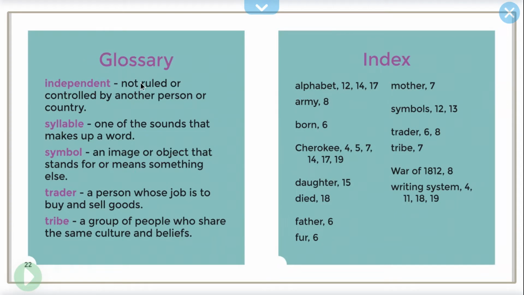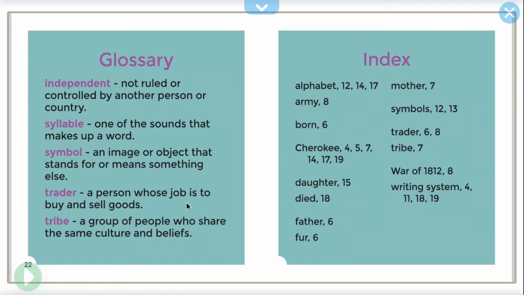Here's the glossary. Independent means not ruled or controlled by another person or country. Sequoyah wanted his people to be independent. A syllable makes up the sounds that make up a word. A symbol is an image or an object that stands for or means something else. Remember, Sequoyah's alphabet had 86 symbols, and each symbol stood for one syllable.